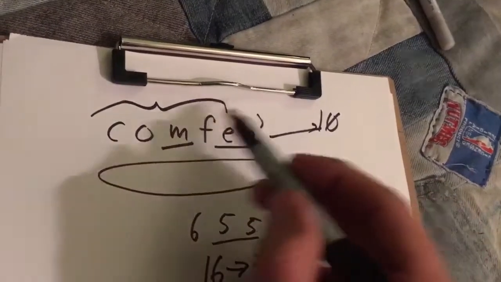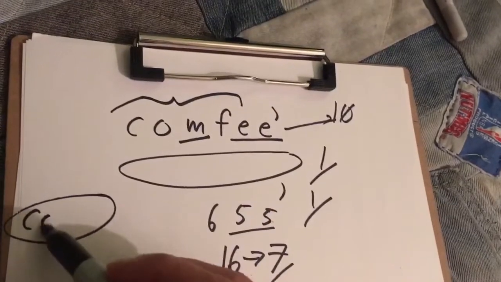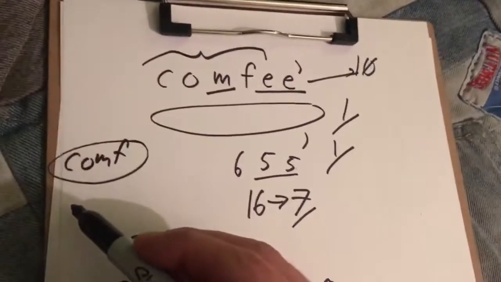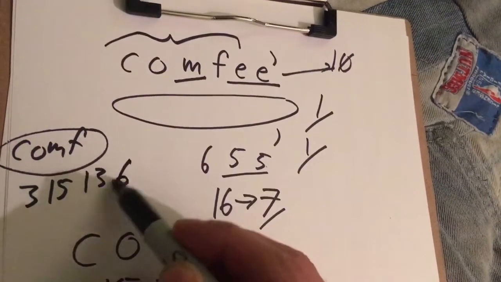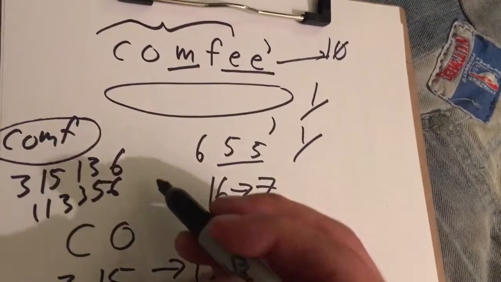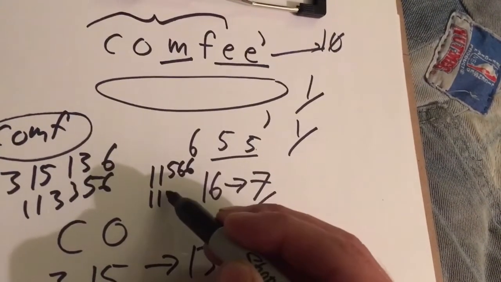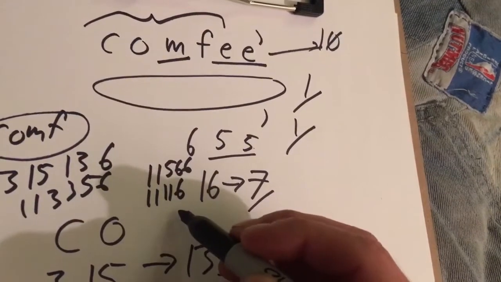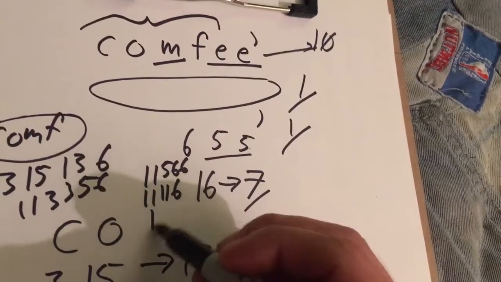2 1s, your 4, and your 3 is your circled COMF is going to be a 3 1 5 1 3 6, which is a 1 1 3 3 5 6, which is a 1 1 5 6 6, which is a 1 1 1 1 6, which is a 6 7 8 9 10.